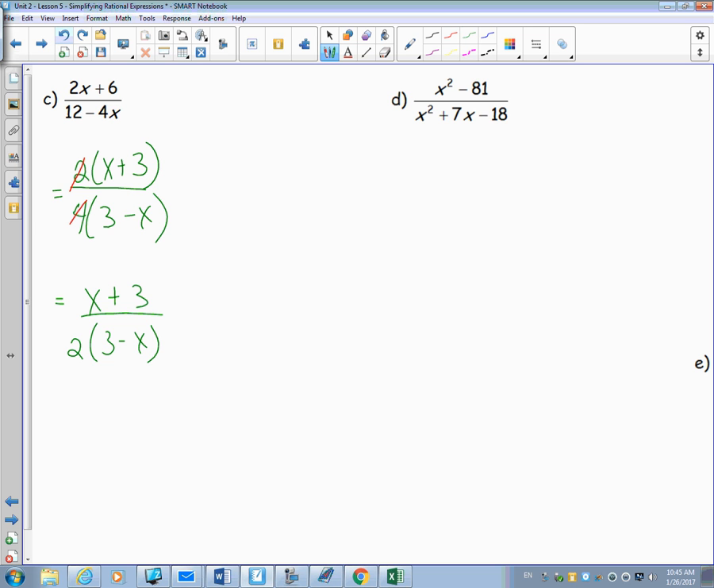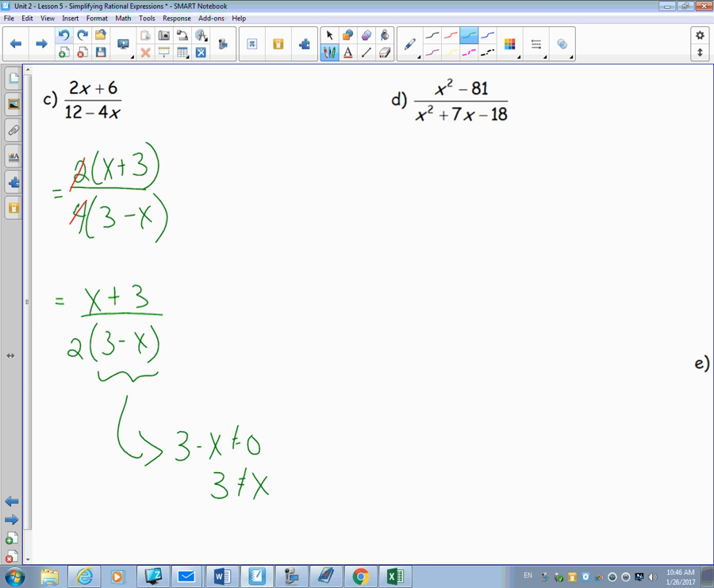Don't forget restrictions though. Things that make the bottom equal 0. What would make the bottom equal 0? Well, I have to look at the variables. This equals 0 is a problem. So if I solve that, it tells me what my restriction is.